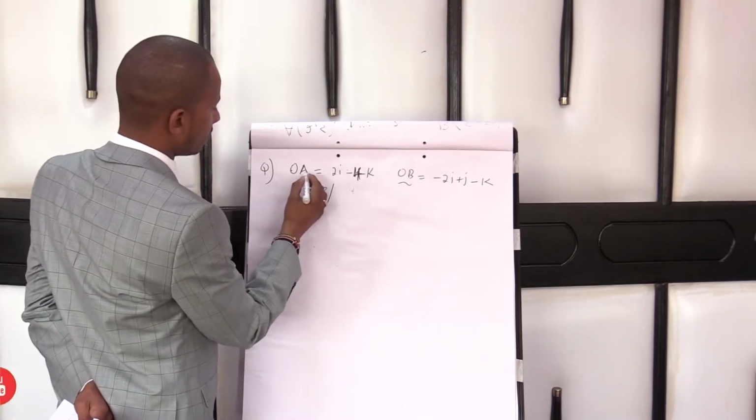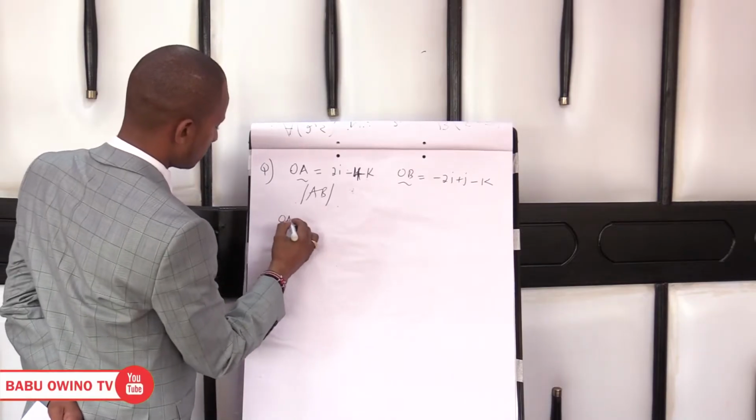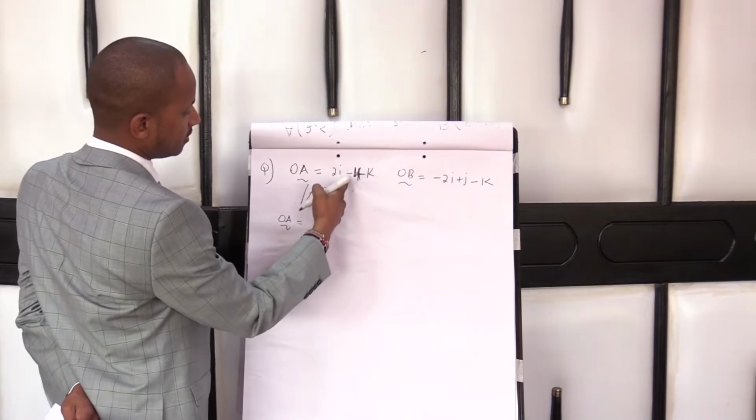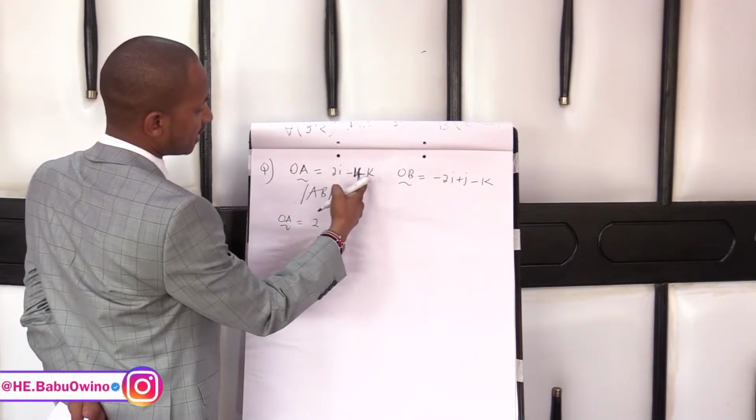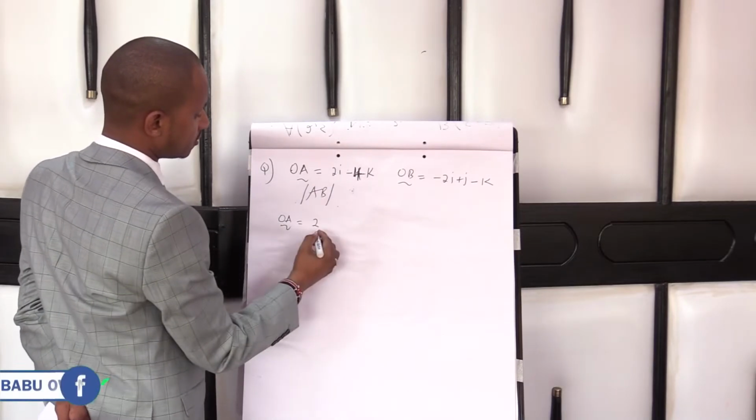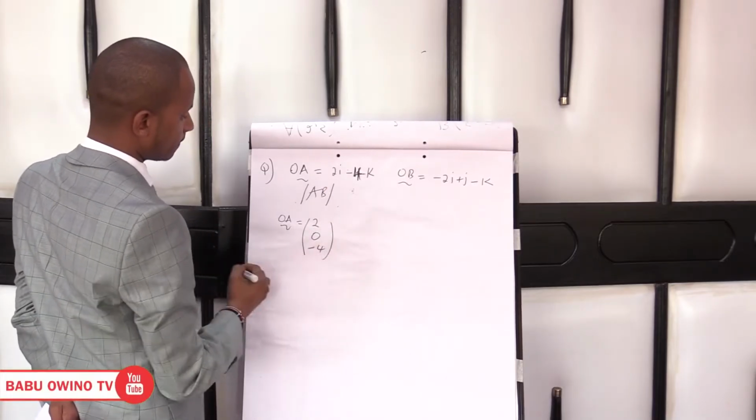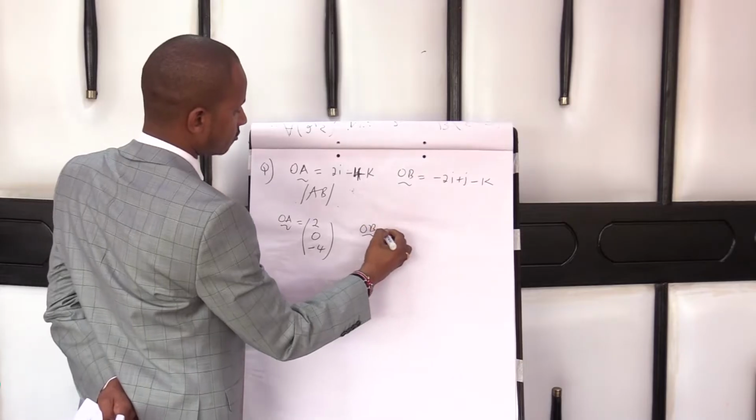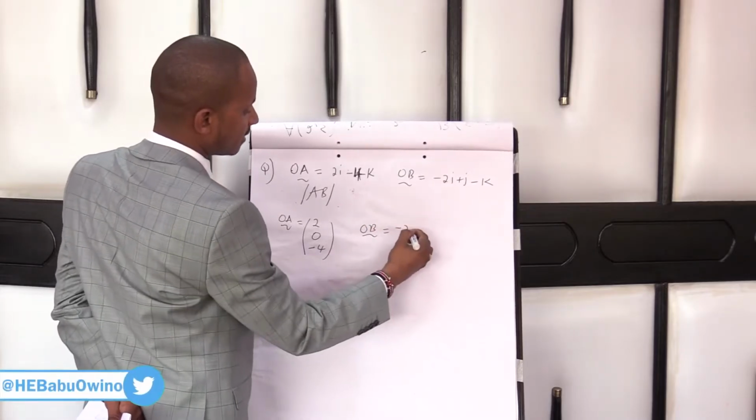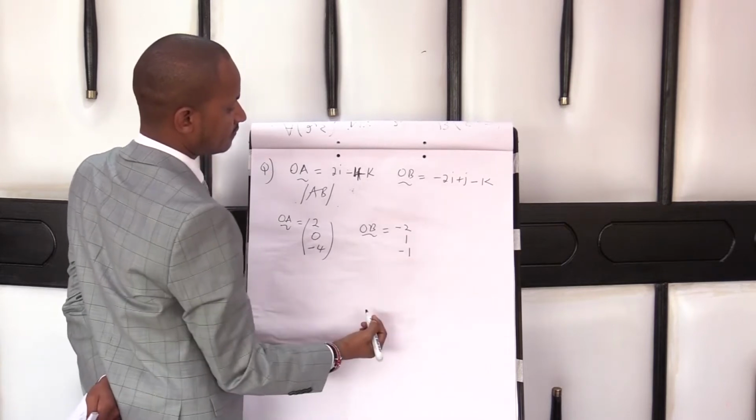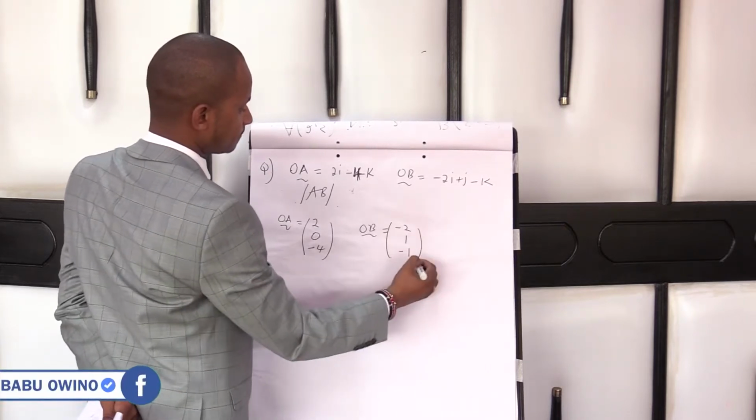But what is our OA? Our OA equals 2i, there is no j, then minus 4k. So what is our j value? 0. Then what is our k value? Minus 4. Whereas OB equals minus 2i, so the i value is minus 2, j is 1, and the value for k is minus 1.